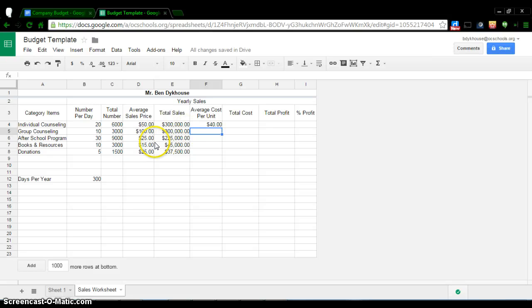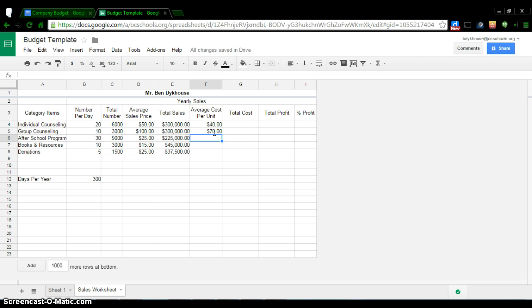I would do a similar thing with group counseling. Because there's more people, I'm going to pay my counselors more, or I might have 2 counselors there. So it would cost me, I'm going to say, about $70 to provide group counseling. That markup is a little bit more, by the way.